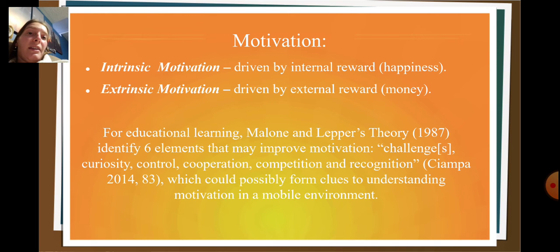Next, motivation. There are two types: intrinsic motivation and extrinsic motivation. Intrinsic is that you are driven by reward internally, whereas extrinsic is that you are driven by reward from external factors. For educational learning, Malone and Lepper's theory identifies six elements that may improve motivation: challenges, curiosity, control, cooperation, competition, and recognition, which could possibly form clues to understanding motivation in a mobile environment.